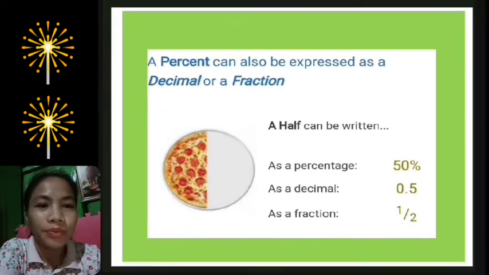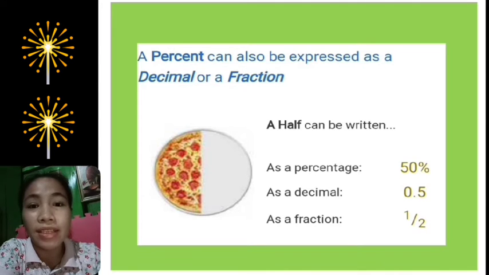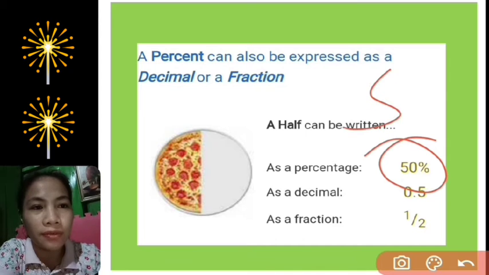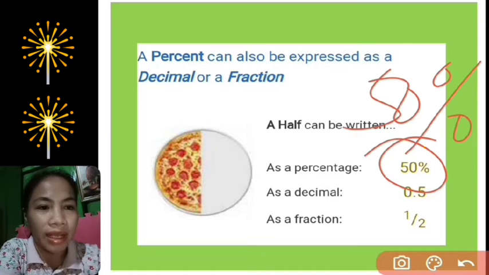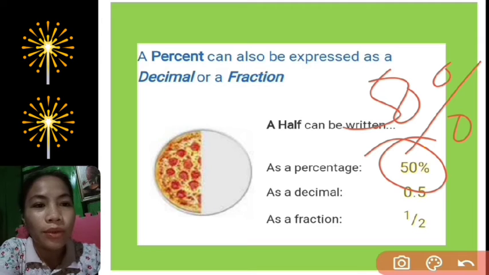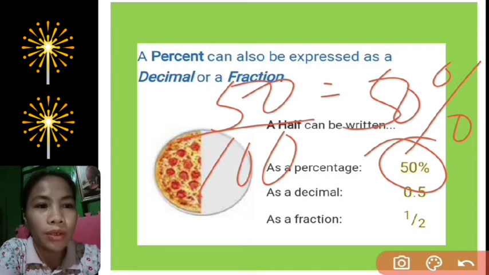Next, a percent can also be expressed as a decimal or fraction. Half can be written as 50% as a percentage, and the percent sign must be on the right side. As a decimal, 0.5. How? 50 divided by 100 is equal to 0.5. Next, as a fraction, of course, 1/2.